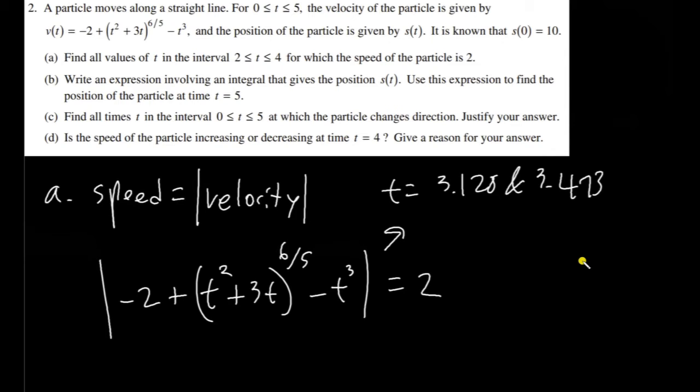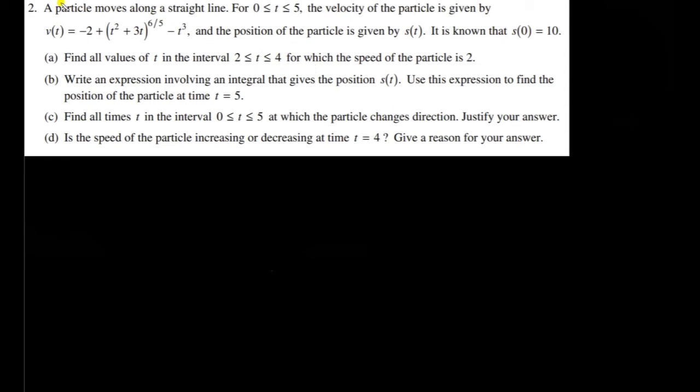So this is a 2-point question. 1 point for setting the absolute value of the velocity equal to 2, and another point for the right answers. This is where the speed is equal to 2. Okay. Write an expression involving an integral that gives the position s of t. Use this expression to find the position of the particle at t equals 5.